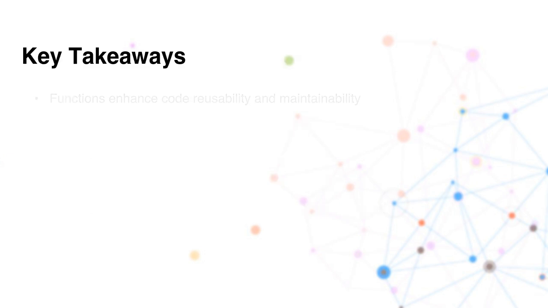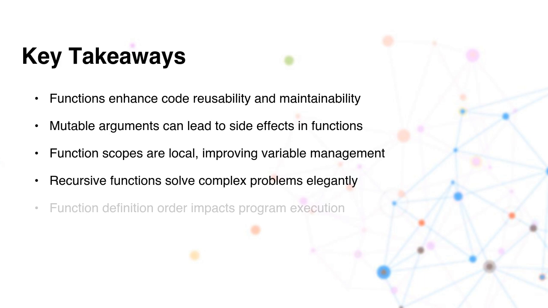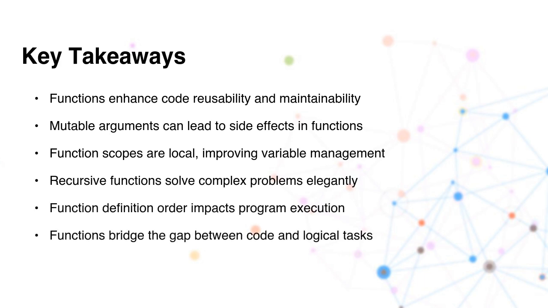In conclusion, functions enhance code reusability and maintainability, with mutable arguments potentially leading to side effects. Their local scopes improve variable management, while recursive functions elegantly solve complex problems. Understanding function definition order and how functions bridge the gap between code and logical tasks is crucial for effective Python programming.